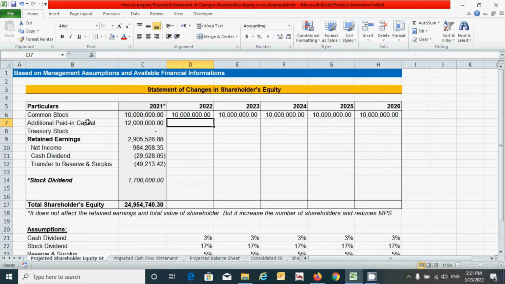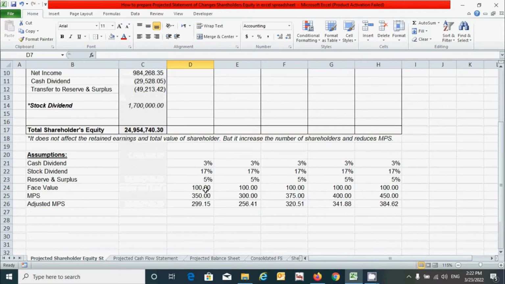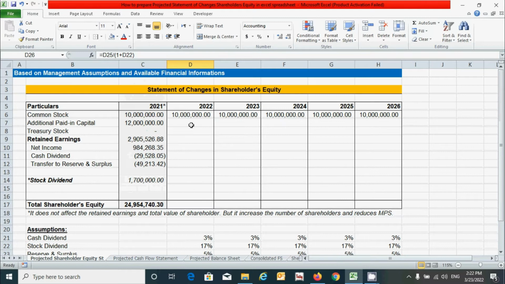To calculate this one, first we have to calculate the existing number of equity shares, and then we have to calculate the new number of equity shares, and then we have to add these two numbers of shares together and multiply with adjusted MPS, that is this one, okay. So let's start to calculate it.